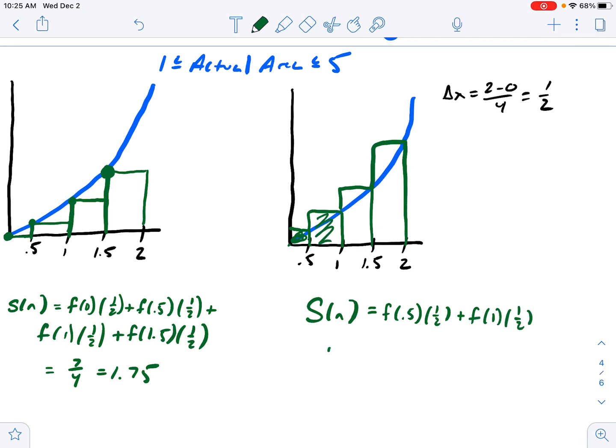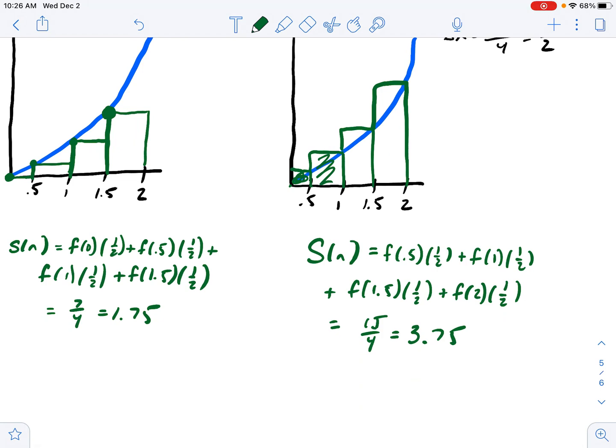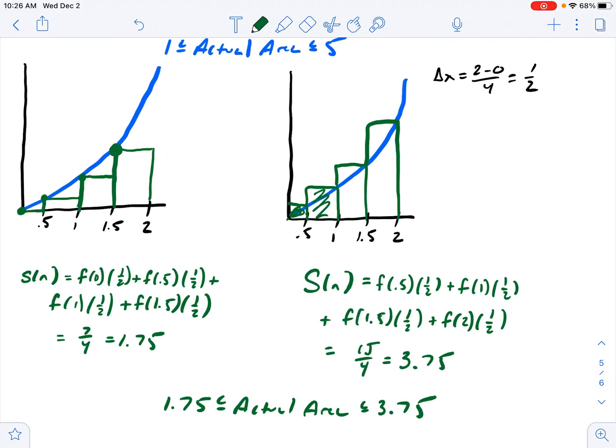Plus f of 1 times a half gives me the area of the second guy. F of 1.5 times a half is the area of the third. F of 2 times a half is the area of the fourth. Again, using a calculator to punch that in, you get 15 over 4, or 3.75. And so now we see that the actual area is going to be between a lower bound of 1.75 and an upper bound of 3.75.